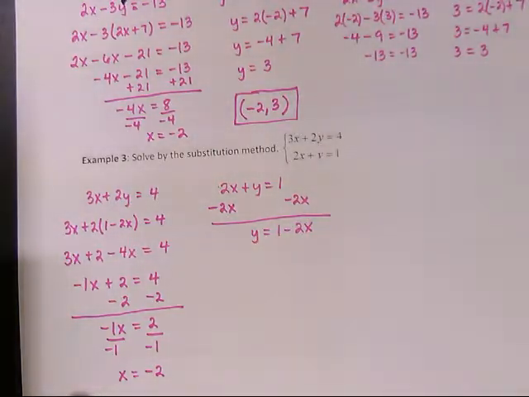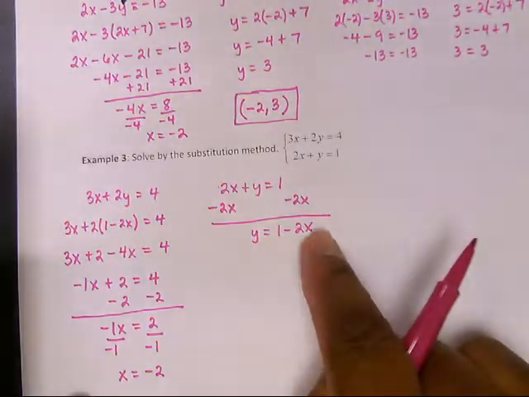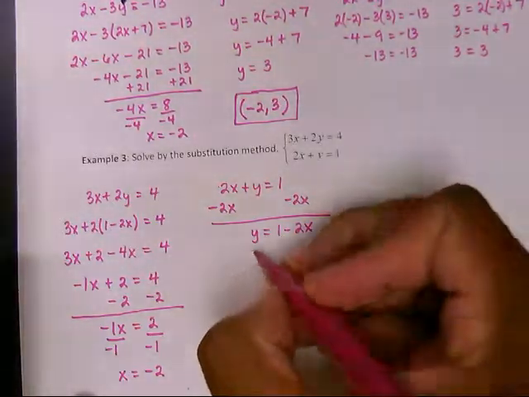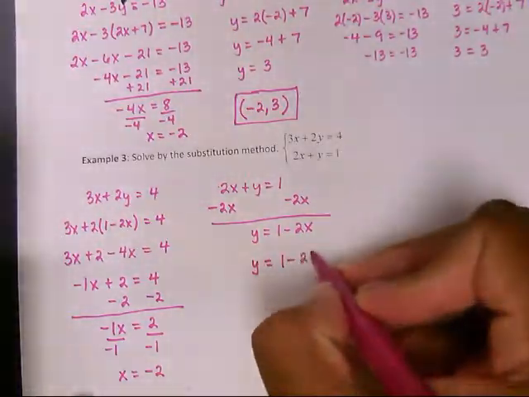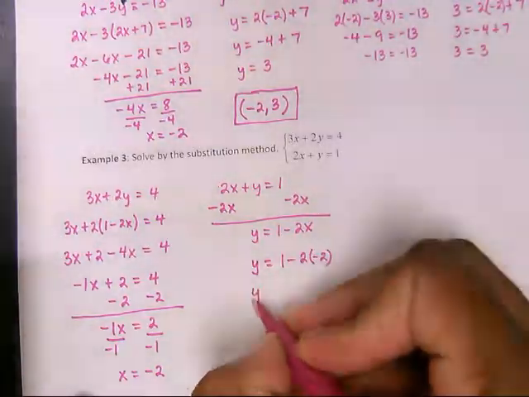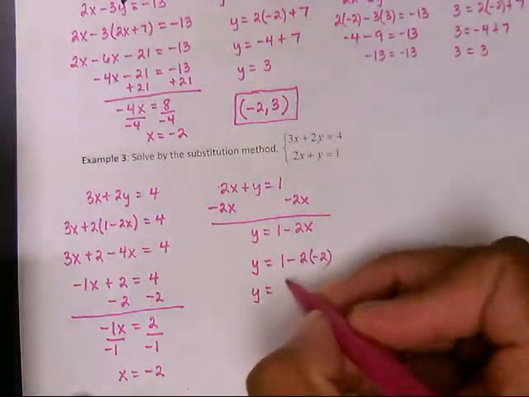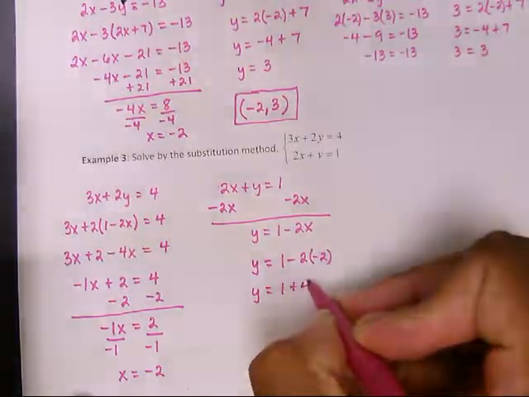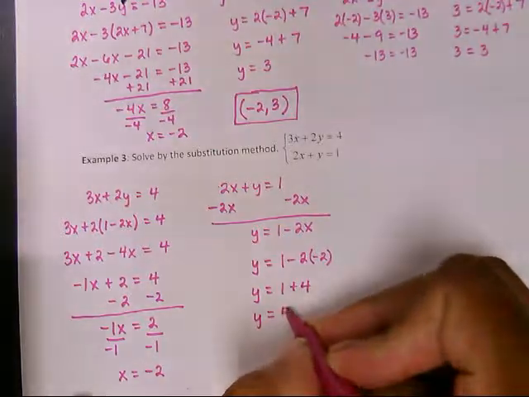Now I know what x is, I need to find out what y is. Well, since I got y equal to 1 minus 2x, let's use that and substitute the x with negative 2. So here I'm going to have y equal to 1 minus 2 times x, which is negative 2. And then we'll find out what y is. Now, I'm going to bring down the 1. Now, minus 2 times a negative 2 will be a plus 4. So I have y equal to 1 plus 4, and 1 plus 4 is 5.